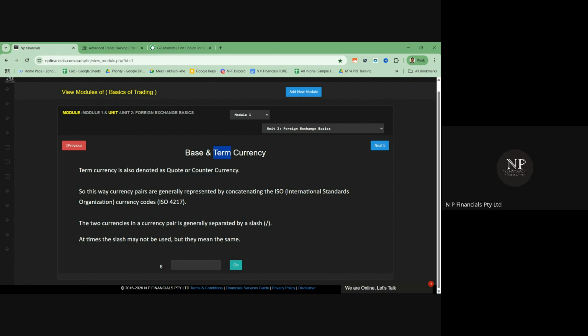This way, currency pairs are generally represented by concatenating, that means joining, the ISO, International Standards Organization, currency codes, ISO 4217. That's what I told you. The two currencies in the pair are generally separated by a slash. At times the slash may not be used, but they mean the same. So AUD slash USD or AUD USD are the same.